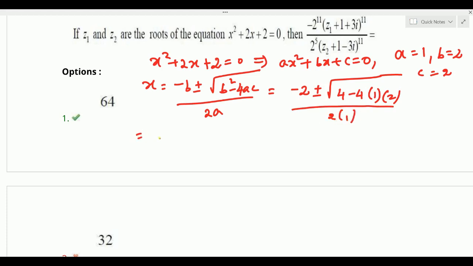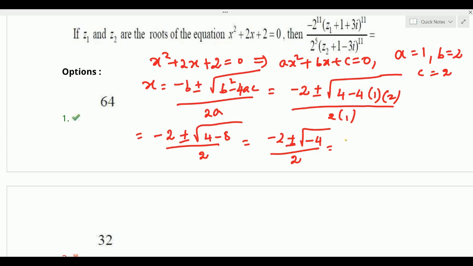Therefore this is the minus 2 plus or minus root over 4 minus 8 by 2. 4 minus 8 is minus 4. Minus 2 plus or minus root minus 4 by 2. You know minus 4 we can write 4i square no? అంటే minus 1 is i square కాబట్టి root over 4i square రావాలి. ఎందుకంటే you know well minus 1 is equals to i square అని పెట్టేసుకున్నాం. Okay, therefore by 2 is there.